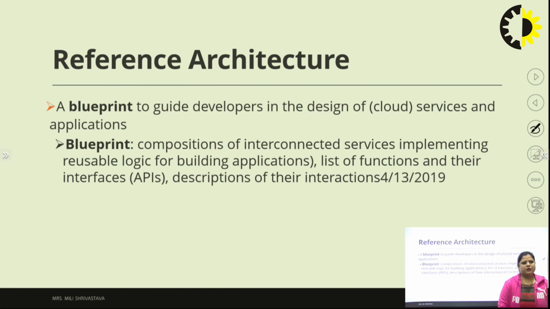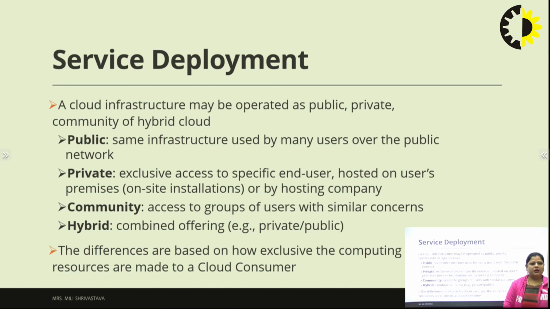A blueprint to guide developers in the design of cloud services and applications. Compositions of interconnected services, implementations, reusable logic for building applications, a list of functions and their interfaces, that is APIs, and a description of their interaction. A cloud infrastructure may be operated as public, private, community or hybrid cloud. As we already discussed, public, private, community and hybrid cloud.